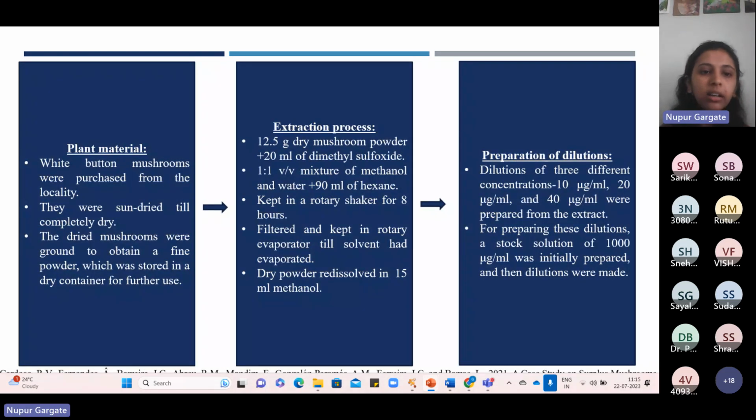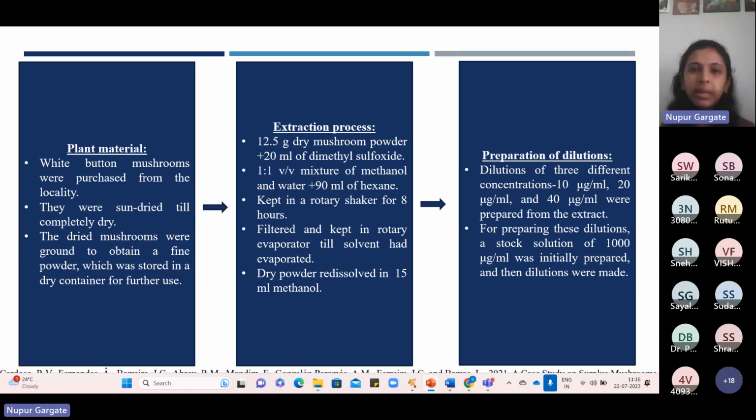Coming to plant material part, white button mushrooms were purchased from the locality. They were sun dried until they were completely dry, and the dried mushrooms were ground to obtain a powder which was stored properly. Extraction process was done to prepare the mushroom extract. For this, 12.5 gram of mushroom powder was taken and mixed with 20 ml of dimethyl sulfoxide. A 1:1 volume by volume mixture of ethanol and water was taken, and 90 ml of hexane was added to it. It was kept into a rotary shaker for 8 hours, filtered, and then rotary evaporator was used so as to evaporate the solvent. The dry powder which we obtained was redissolved in 15 ml of methanol, and this mushroom extract which we obtained was used further to prepare the dilutions.